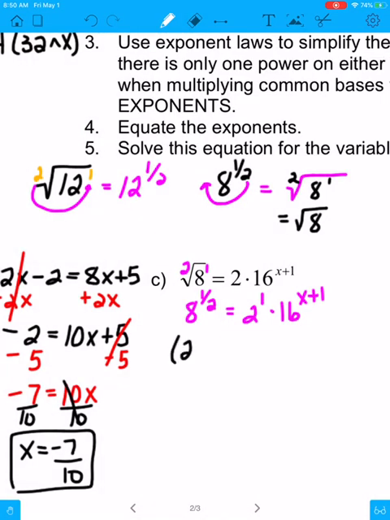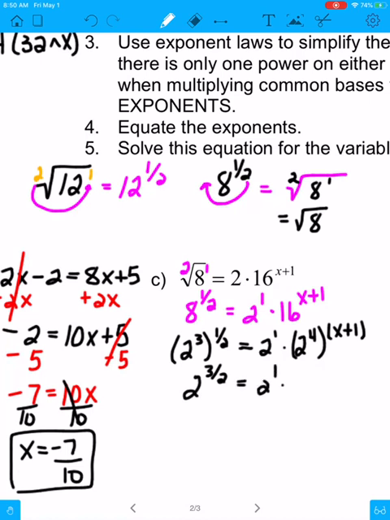8 is 2 to the 3 to the power of a half. 2 is 2 to the 1, which is good. It's already done. 16 is 2 to the power of 4, ensuring to put your x plus 1 in brackets so you don't forget to distribute the 4 to all of them. So 2 to the 3 times a half, when your exponents are touching like that, you multiply. So I get 2 to the 3 halves equals 2 to the 1 times 2 to the 4x plus 4.